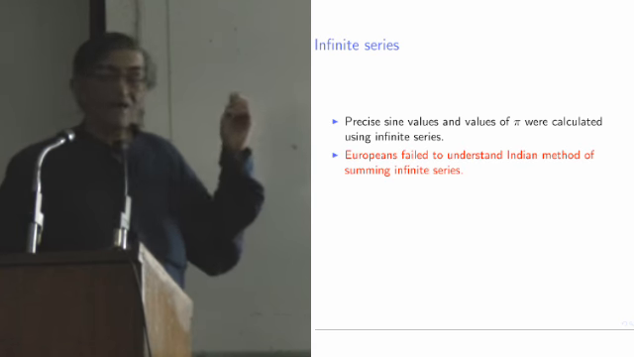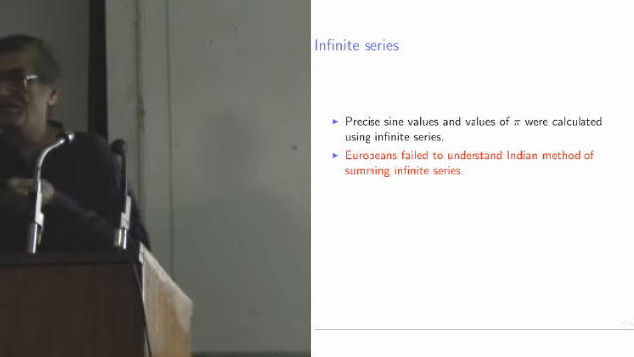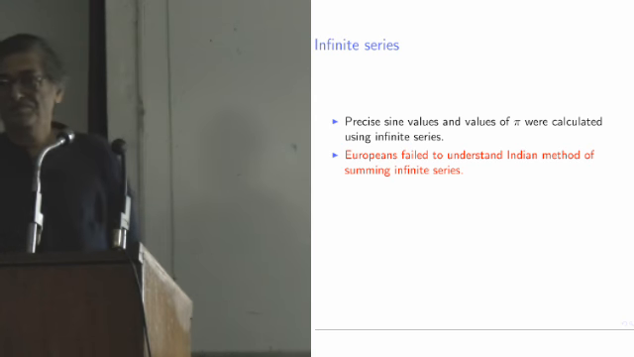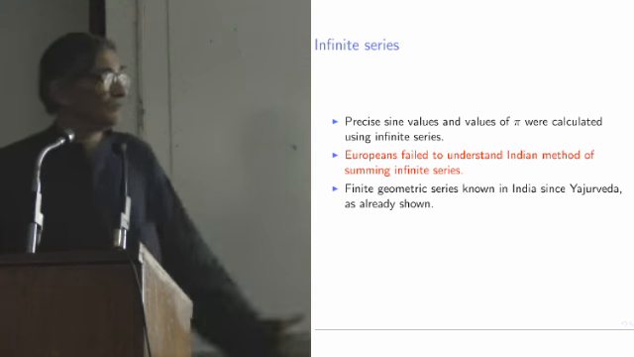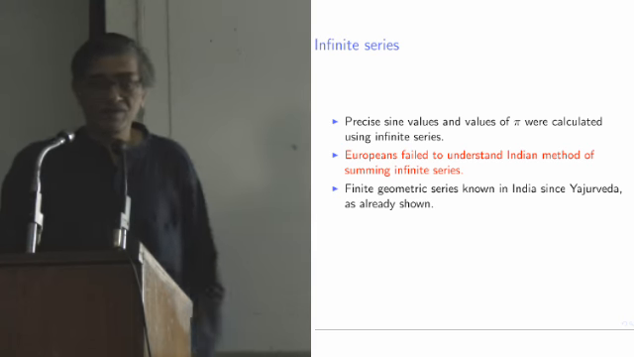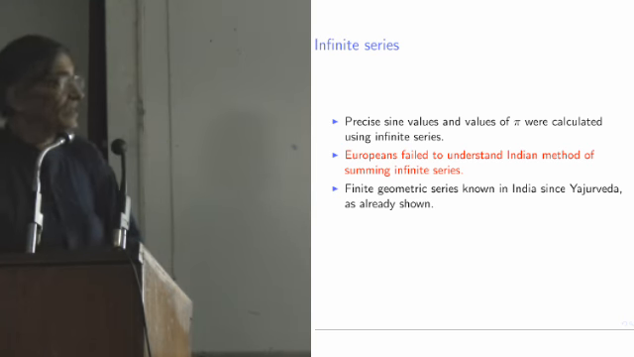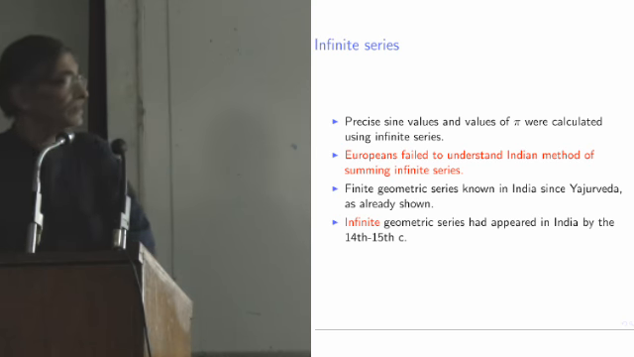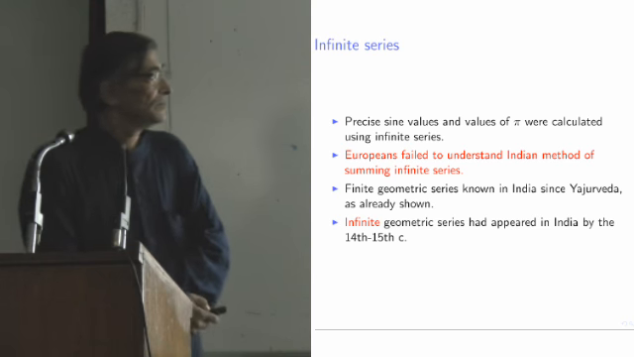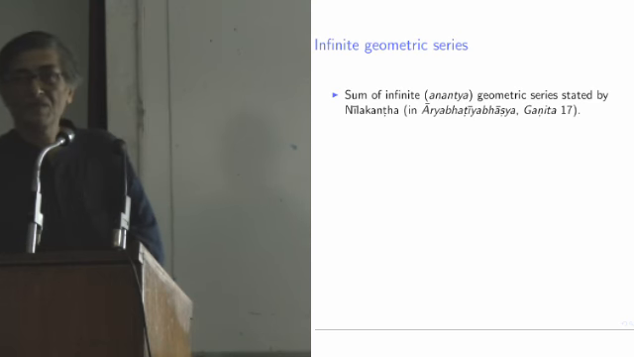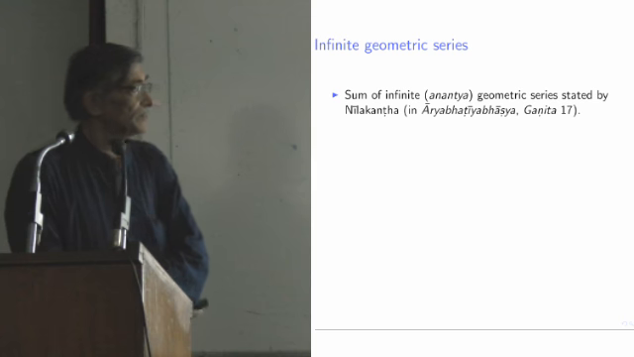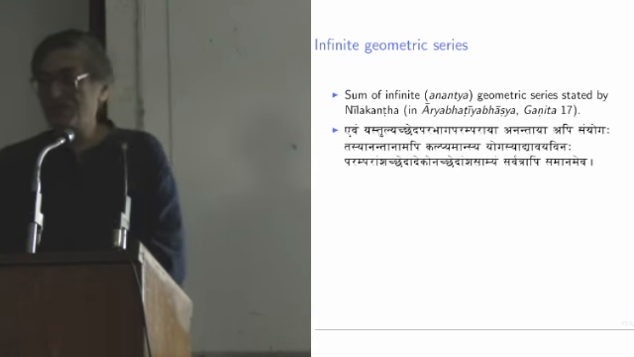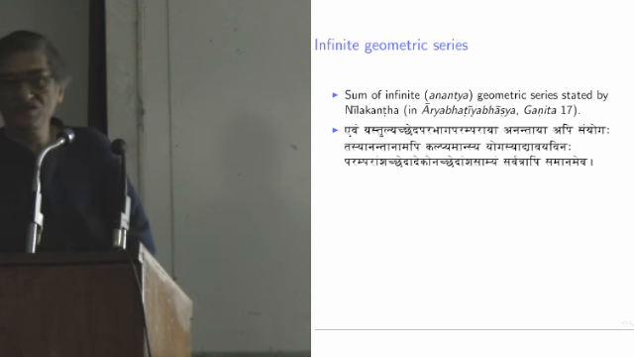And they failed to understand, because they involved infinite series. Here is where the problem comes up. They failed to understand the Indian method of summing infinite series. So finite geometric series were there. I showed you one in the Yajurveda. Infinite geometric series had already appeared in India by the 14th, 15th century. You find it in Nilakantha. So he gives a statement of how to sum an infinite geometric series. That's the first formula. Nobody else had a formula at that time. Obviously, nobody else knew about infinite series.